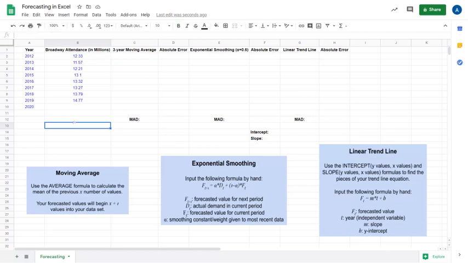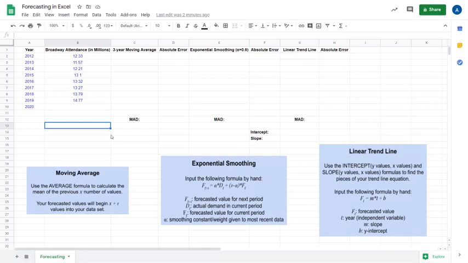So, we are going to try out three forecasting methods. We have a moving average, exponential smoothing, and a linear trend line. So let's start with our moving average. Our moving average is exactly what it sounds like. We're taking the average of our data set values, and those values are changing as we go down the line. So in this case, we're going to find a 3-year average. We could easily find a 2-year moving average, 5-year, 6-year. Doesn't really matter, but the longer period you choose, the smoother your data is going to be.